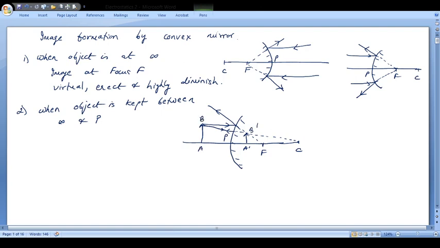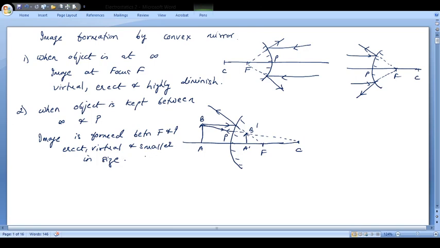And you can see where the image is formed. You will see that the image is always formed between F and P. And what is the nature of the image? It is erect, it is virtual, and smaller in size. And therefore students, in this case you will find that the image formed by a convex mirror will always be smaller in size, erect, and virtual.